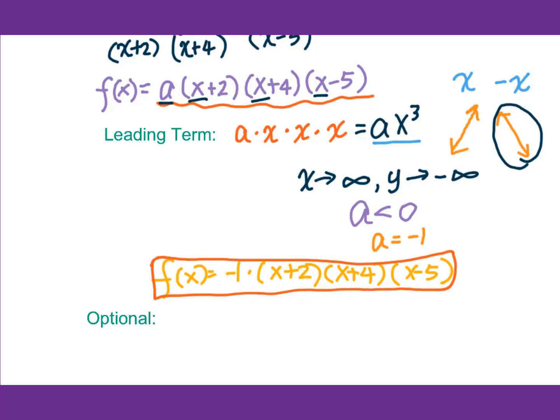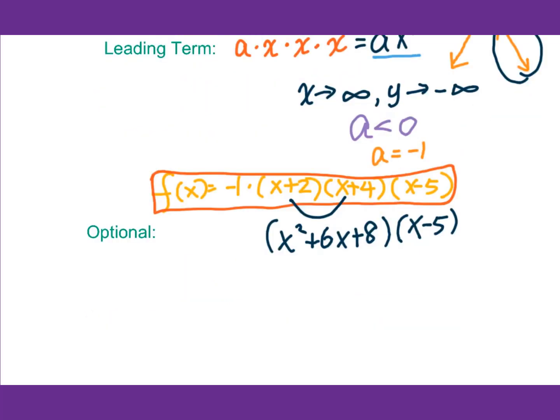And you also can change it into general form. You can work on the FOIL. For example, do these two together. We get x squared plus 6x plus 8. Then you multiply by this x minus 5. Then multiply by -1. Do the FOIL like this.